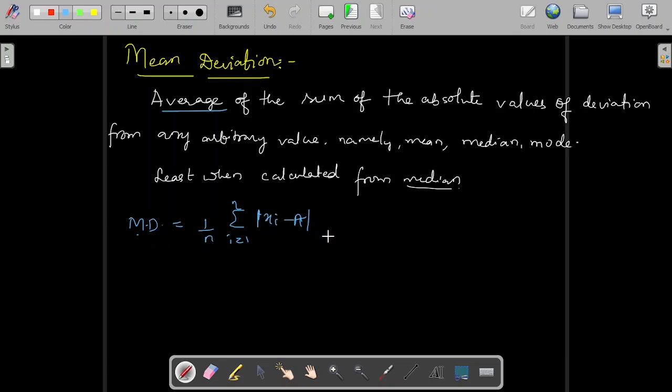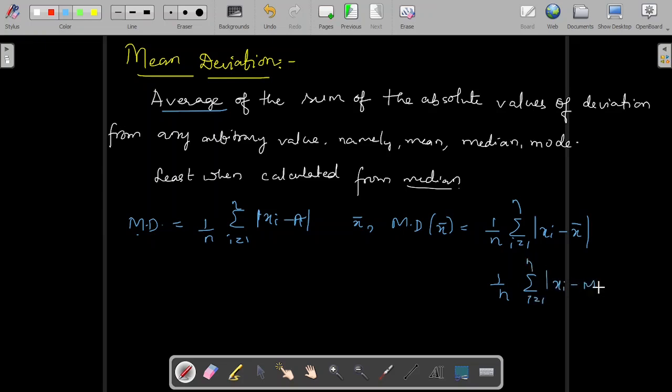If A is the mean, then the formula becomes mean deviation about the mean. You can write it like this: 1 by n into summation i equals 1 to n modulus of xi minus x bar. If it is about the median, then 1 by n into summation i equals 1 to n modulus of xi minus M, the median. So whatever arbitrary value you have chosen, the formula changes accordingly. This is the general formula, and that too for ungrouped data.